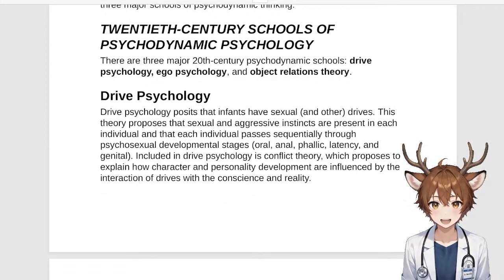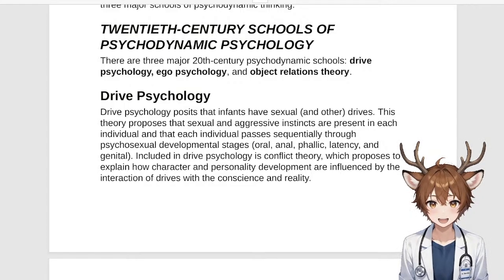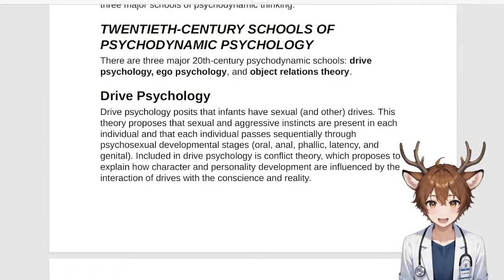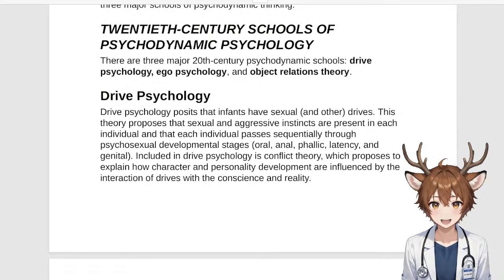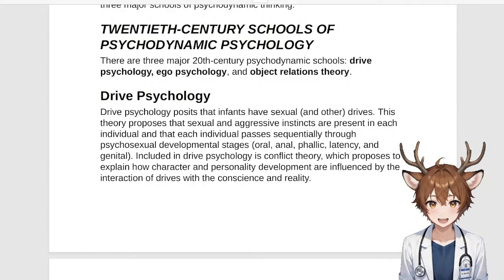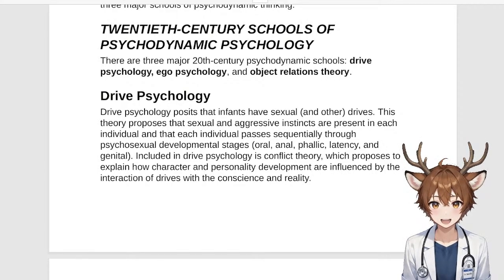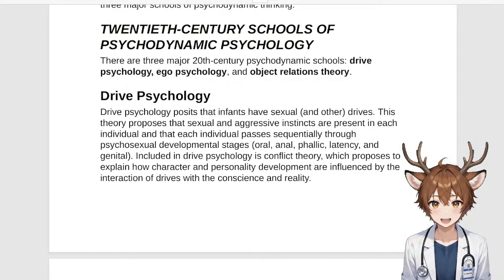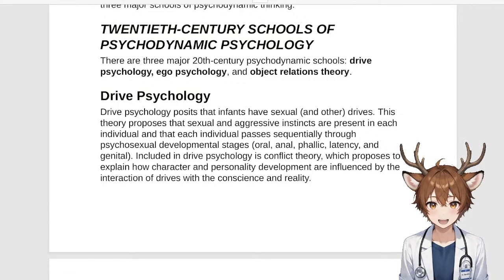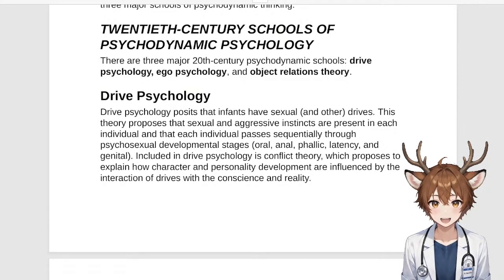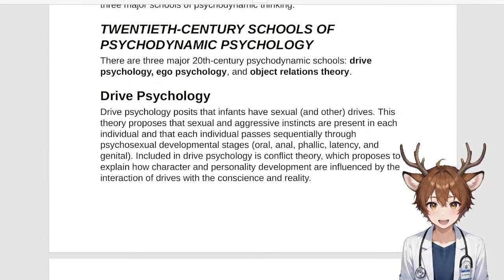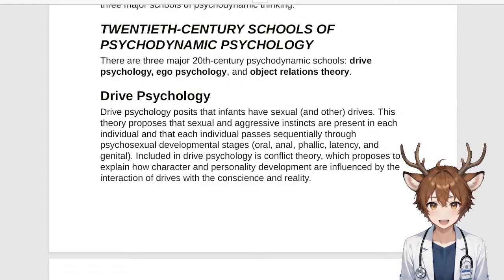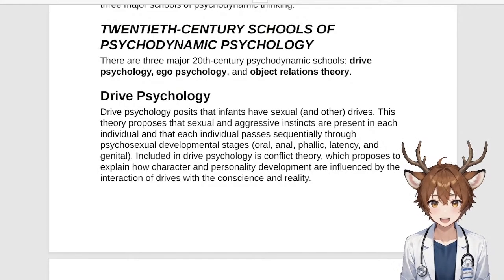20th century schools of psychodynamic psychology. There are three 20th century psychodynamic schools: drive psychology, ego psychology, and object relations theory. Drive psychology posits that infants have sexual and other drives. This theory proposes that sexual and aggressive instincts are present in each individual and that each individual passes sequentially through psychosexual developmental stages. Again, this is from Freud originally. Oral, anal, phallic, latency, and genital. Included in drive psychology is conflict theory, which proposes to explain how character and personality development are influenced by the interaction of drives with the conscience and reality.